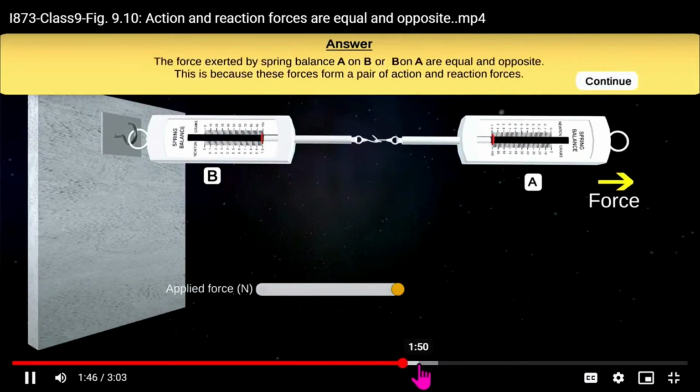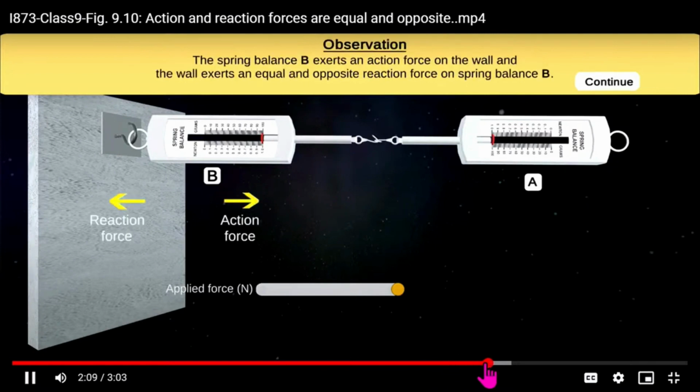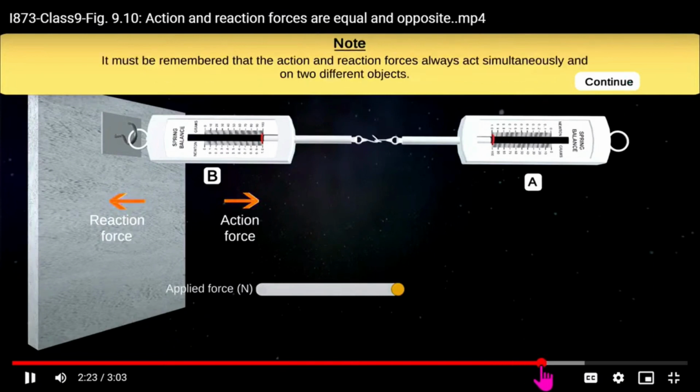The force exerted by spring balance A on B or B on A are equal and opposite. This is because these forces form a pair of action and reaction forces, and the wall exerts an equal and opposite reaction force on spring balance B. Click on the continue button to continue. Simultaneously and on two different objects. Click on the continue button to continue.